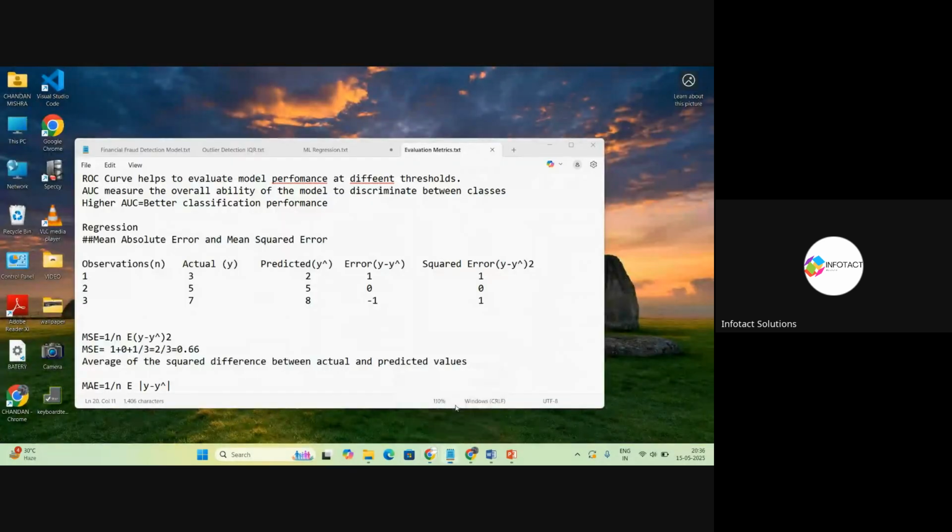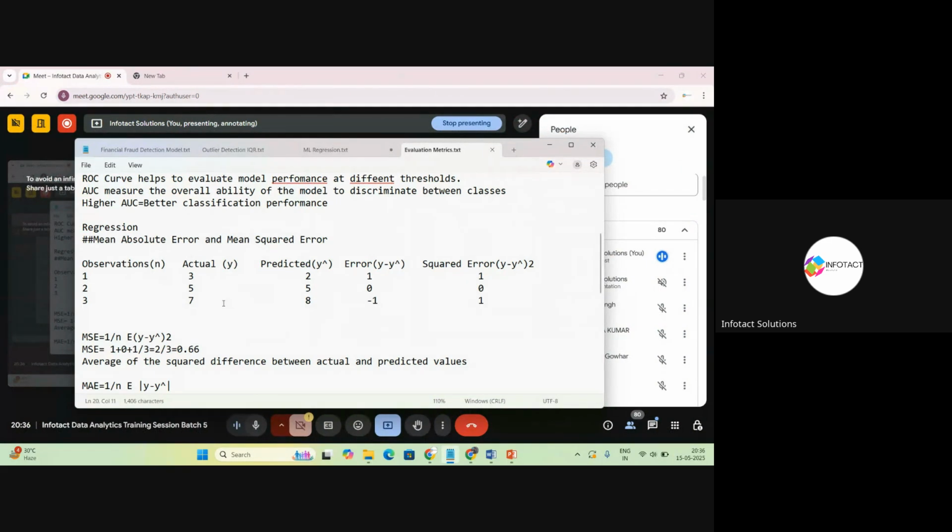Here the error can be calculated as actual minus predicted value. Then the square error is the square of this. Actual minus predicted is the error, then square error is the square of this. Are you getting this much? If you are getting it, then I'll explain further.